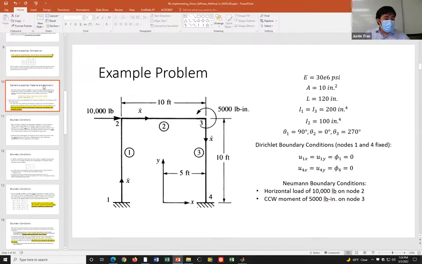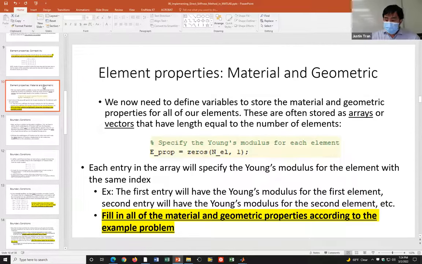All right, so that's material properties. Those are more or less pretty straightforward. Once you fill those in, that's basically just copying data from the problem. So that's not too bad.